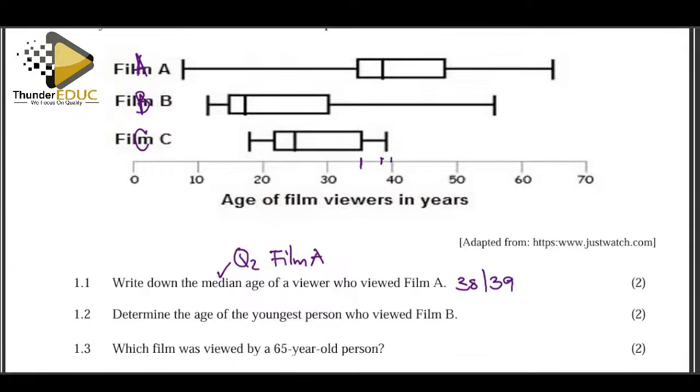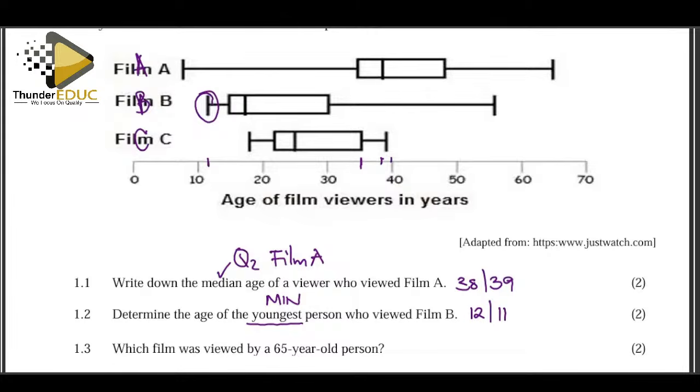Determine the age of the youngest person who viewed film B. Now, youngest, this has to be the minimum value. So we shall come to B and the minimum value is around here, which could be 12 or 11. 12 or 11 years of age.